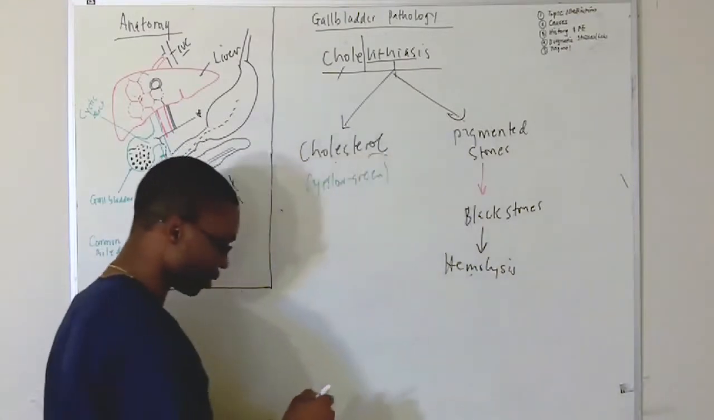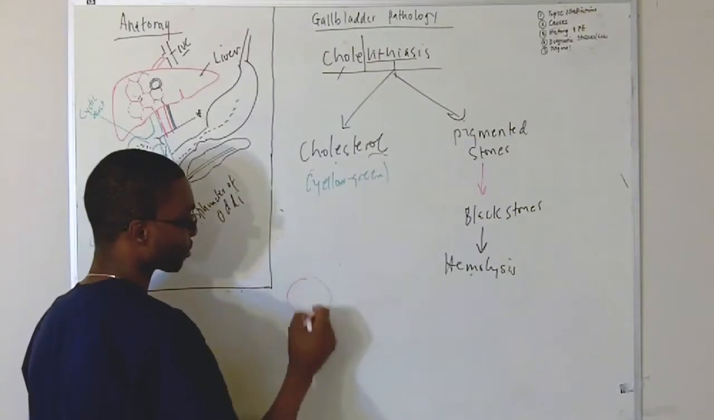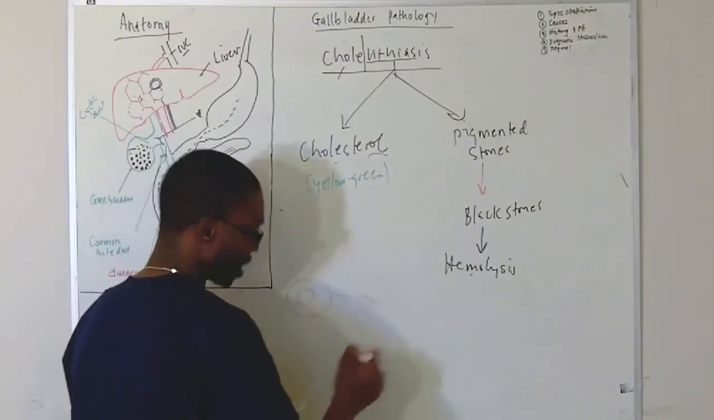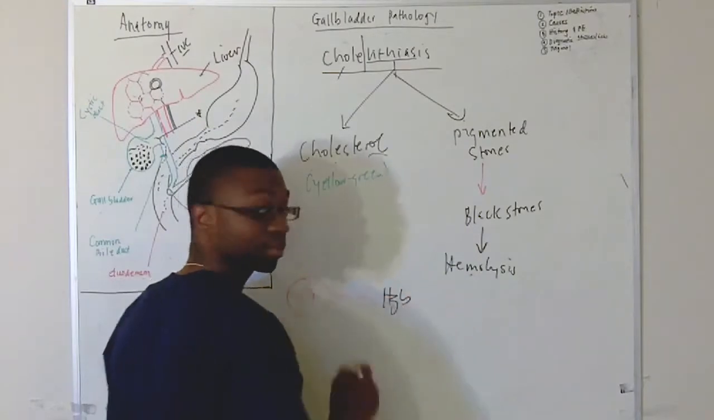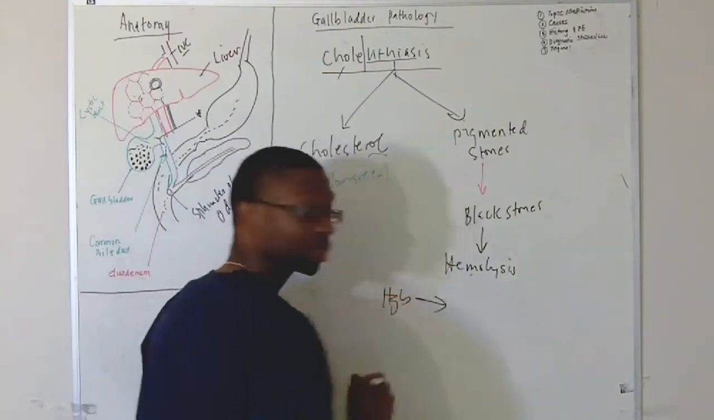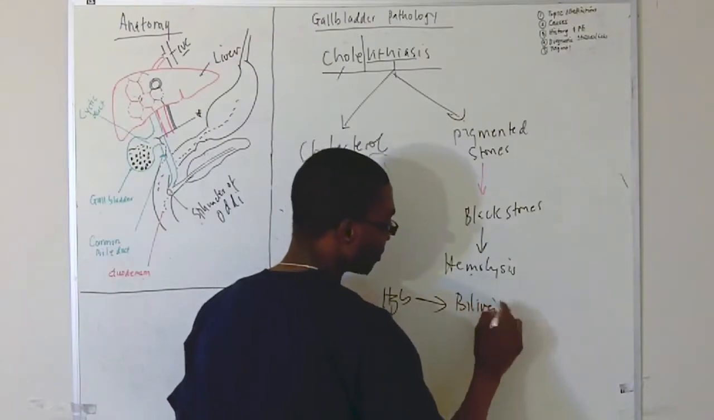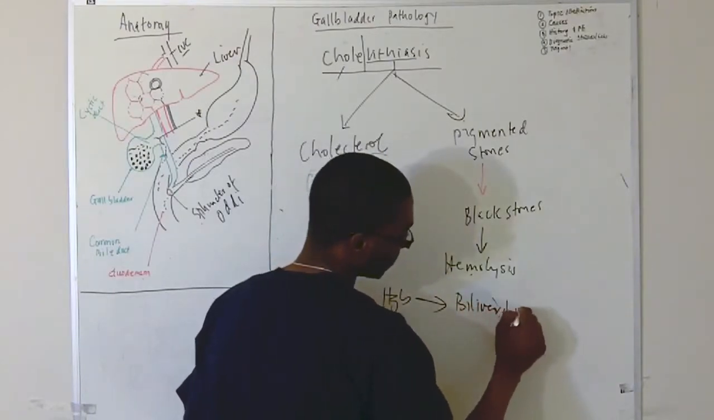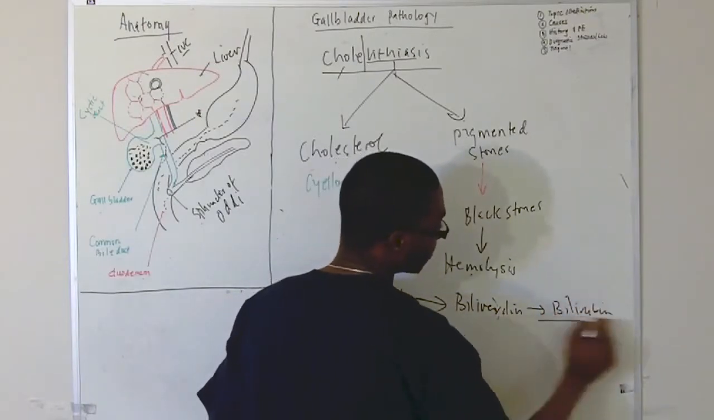So let's start to break down the red blood cell, right? I've got a nice, beautiful red blood cell right here. Donut shape. When I break the red blood cell down, I break it down to what? Hemoglobin, right? Hemoglobin eventually is going to be broken down into biliverdin, which is broken down eventually into what? Bilirubin.